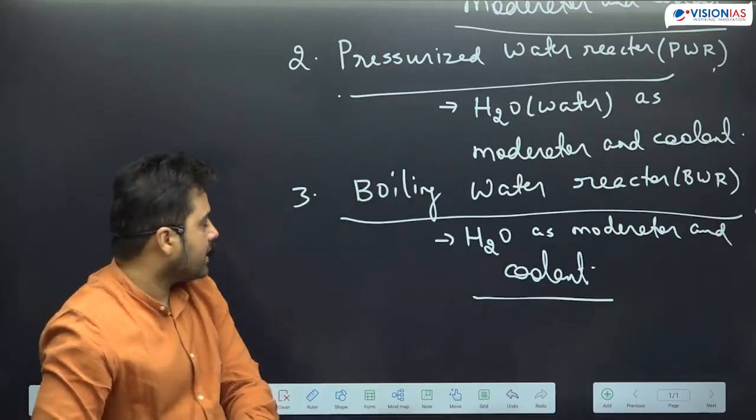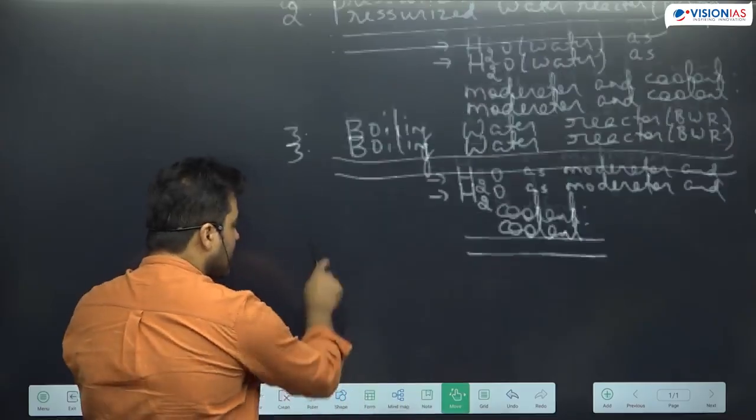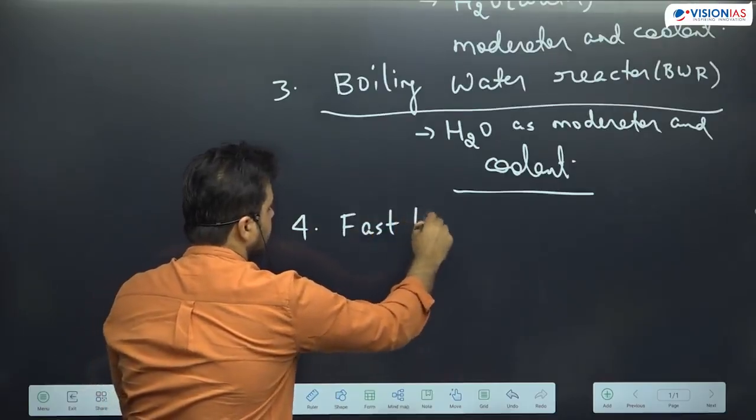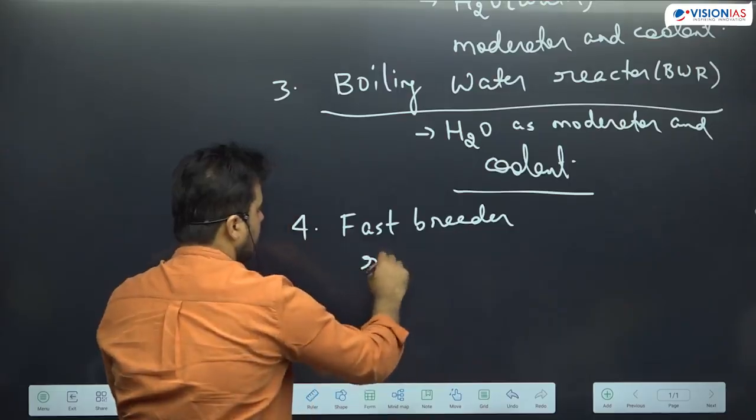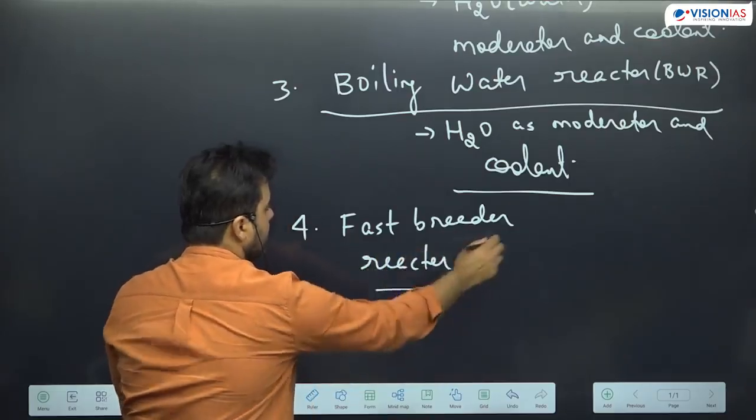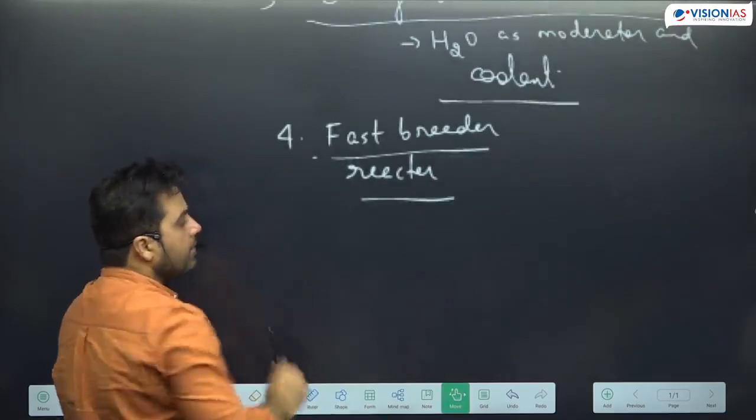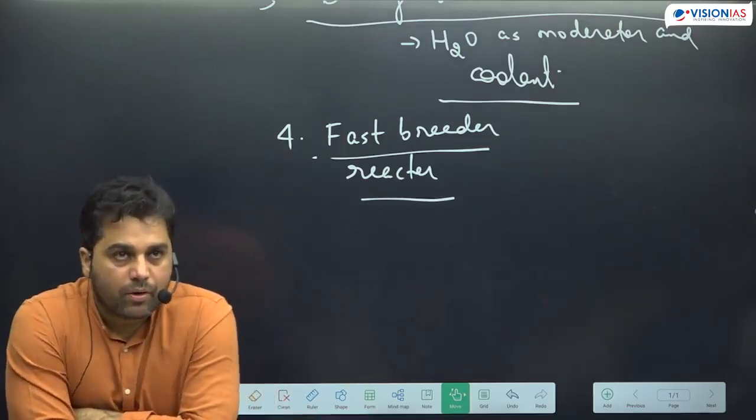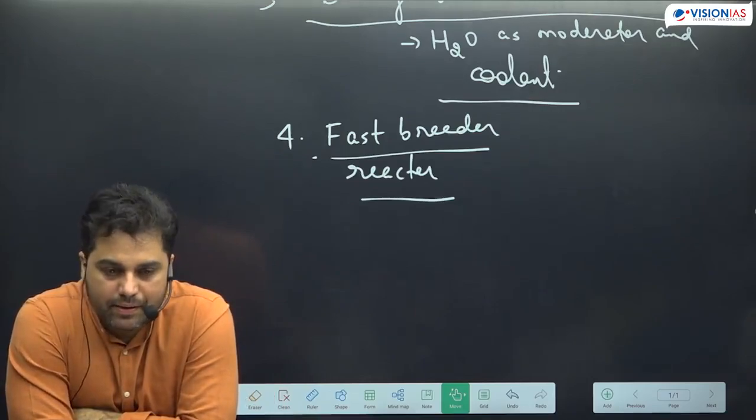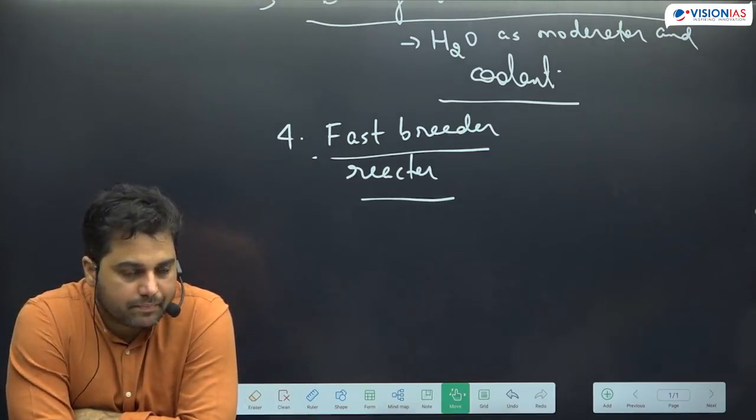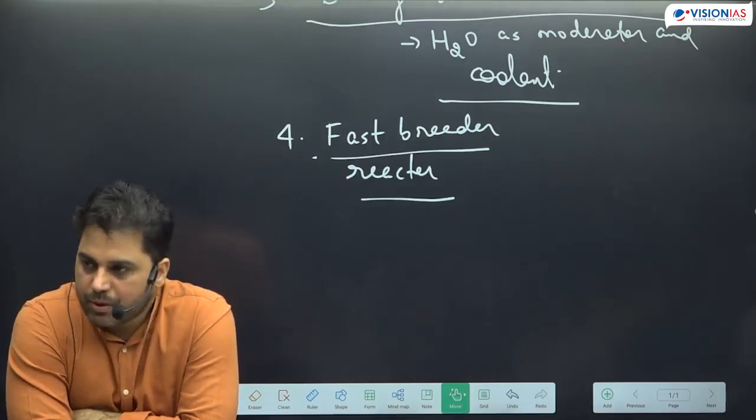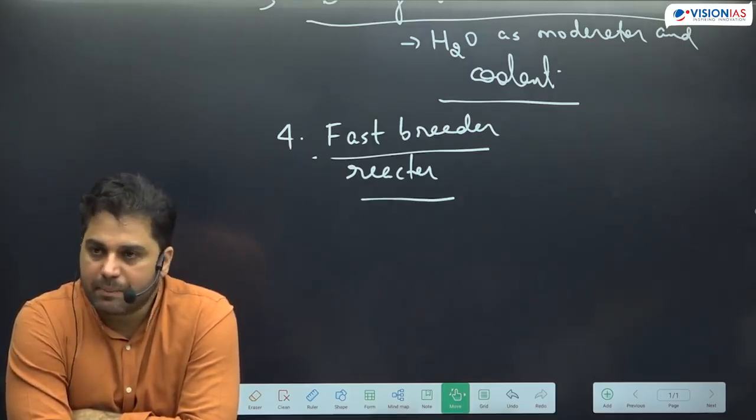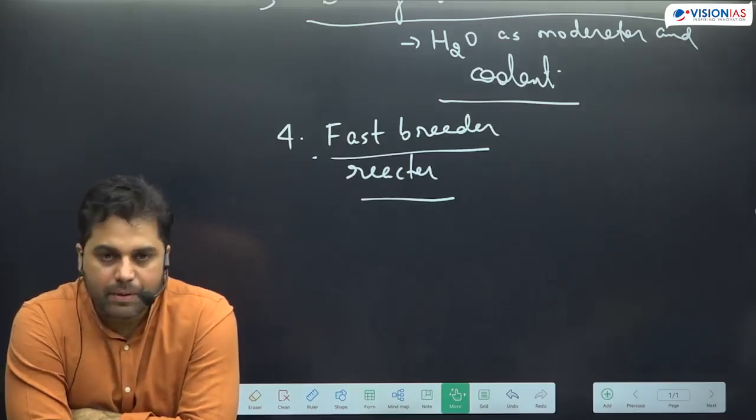Another type of reactor, which now has become even more important, it was always an important topic, but now it has become even more important, is called fast breeder reactor. I'll be talking more about fast breeder reactor, not right now. Before I do that, I want to discuss one more topic. I want to discuss a small topic, but nonetheless an important one.